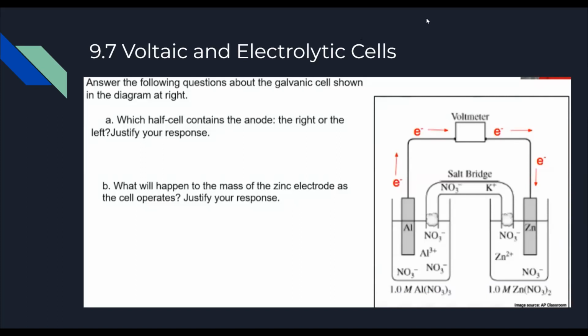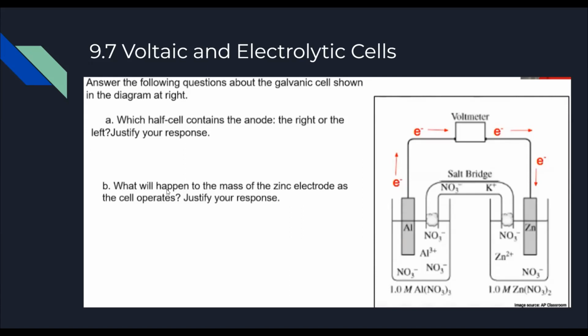So let's try this problem. 9.7. Which half contains the anode, the right or the left? Justify your response. Basically, what's happening over here is the aluminum is losing its electrons. The electrons are going from here to the voltmeter and then going down. So the left side has the anode, as the aluminum is losing its electrons.